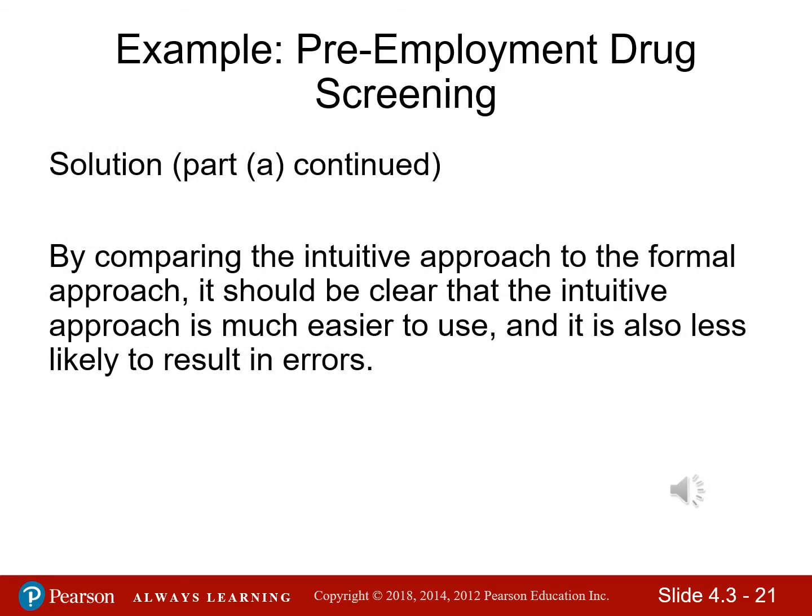So by comparing the intuitive approach to the formal approach, it should be clear that the intuitive approach is a much easier way to calculate the conditional probability, and it is less likely to result in errors.